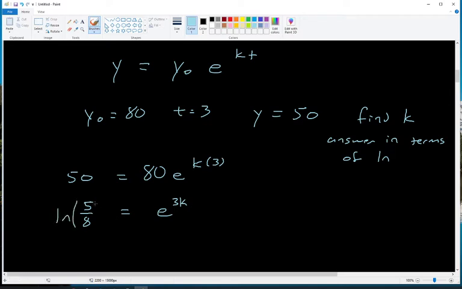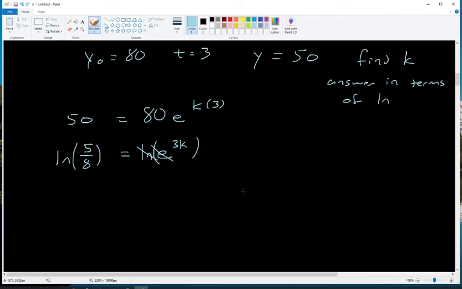We apply natural log to both sides because we need to get rid of the exponential base e. And so we're left with natural log of 5/8 equals 3k. So we divide the 3 across. And natural log of 5/8, all that divided by 3, is our k value.